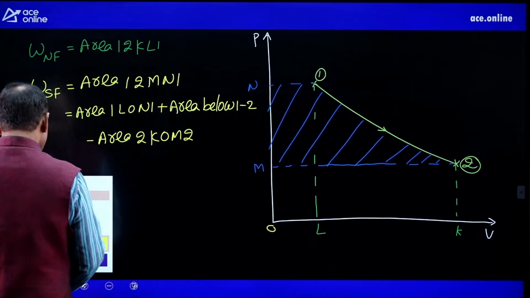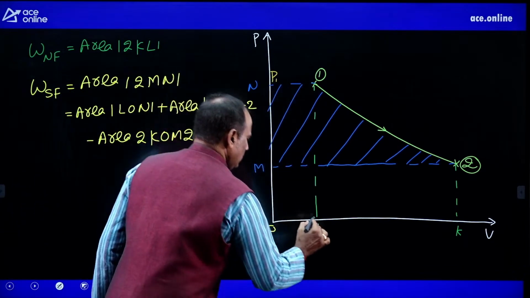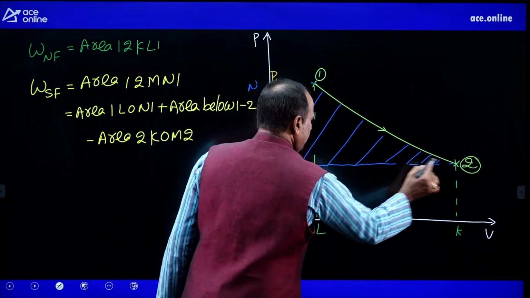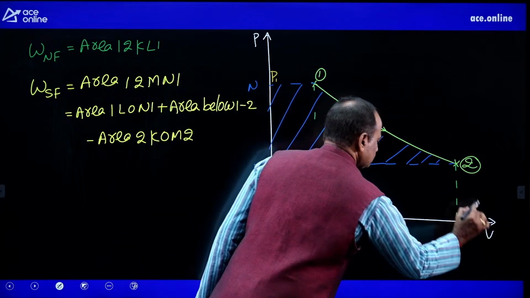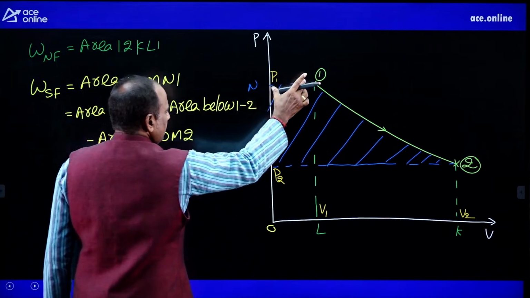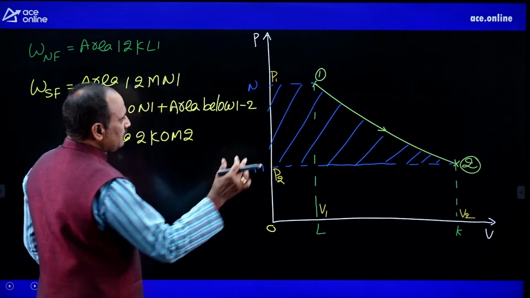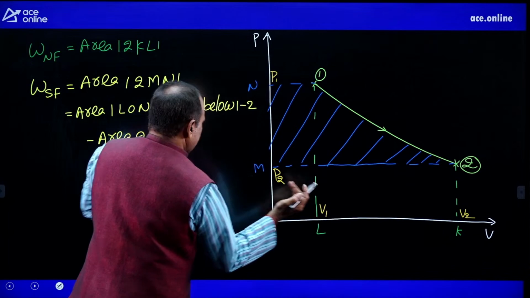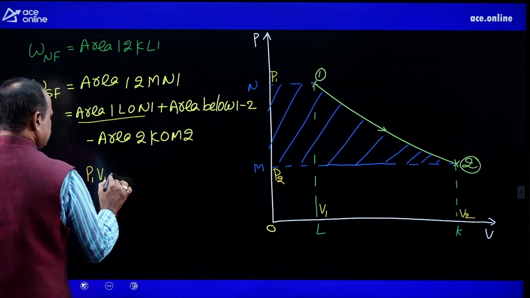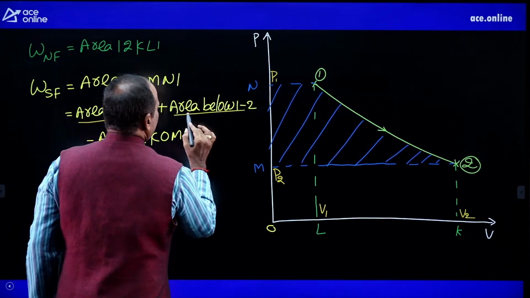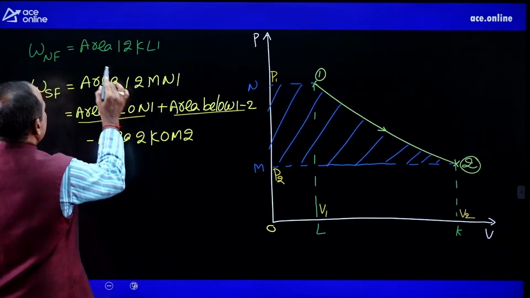Then let us mark the pressure and volume limits. Corresponding to state 1, pressure is P1, volume is V1. Corresponding to state 2, pressure is P2 and volume is V2. Then what is the rectangular strip area like 1, L0, N, 1 in terms of pressure and volume? Depth multiplied by breadth. This area is equal to P1 V1 plus the area below 1, 2. What is the area below 1, 2? Non-flow work only.